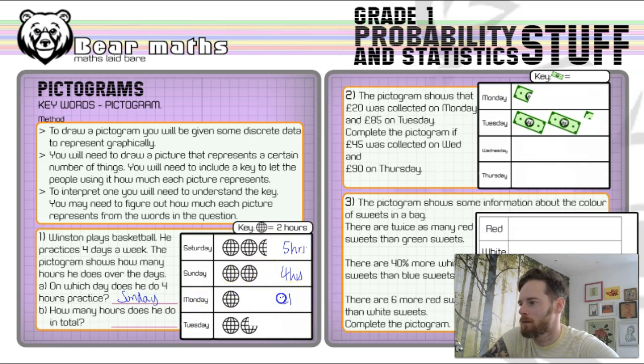Monday is worth 2 hours, and Tuesday it's a little bit trickier, but if we split it again, we've got 2 hours there, then we've got this half a basketball which is worth 1 hour, and half again of that 1 hour is worth half an hour, so that's worth 3.5 hours. Okay, so take your time on it, make sure you're not making any mistakes, add it all up. It's going to be 9, 10, 11, 12, 13, 14.5 hours.